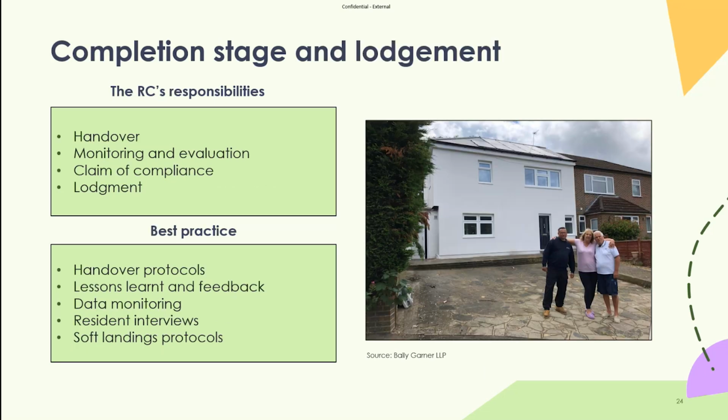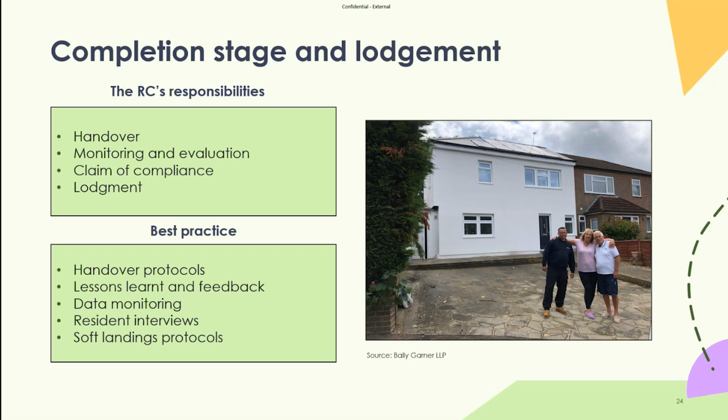Last but not least is completion and lodgement. We do actually have a session next week covering the post RC role, which will go into a lot of detail in terms of completion and lodgement. I think Matt's doing that, so I won't steal his thunder. But it is a pivotal point. So all of that documentation that's been produced throughout the PAS process gets gathered and amalgamated and submitted to Trustmark.